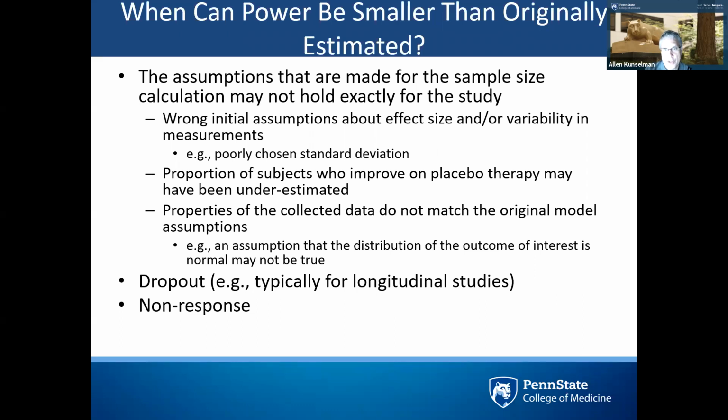Properties of the collected data do not match the original model. So for example, if you did a 2-sample t-test power calculation, that could assume the data is normally distributed. And if it's not, then your sample size and power calculation could be inaccurate. You may not have accounted for dropout for longitudinal studies or non-response.